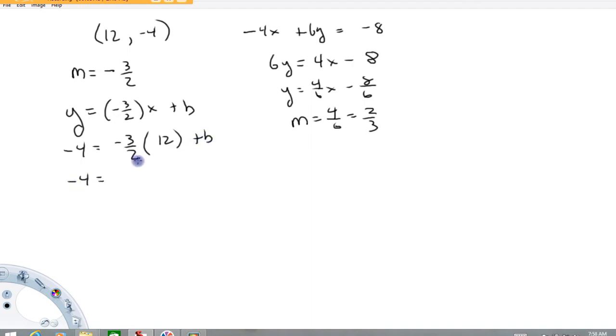All right, so let's see. 12 over 2 is 6 times 3, 18. But don't forget the minus sign. Then we'd have to add 18 to both sides, and I believe we're going to get 14 out of that. All right, so the line we're looking for is y equals minus 3/2 x plus 14, according to the b.